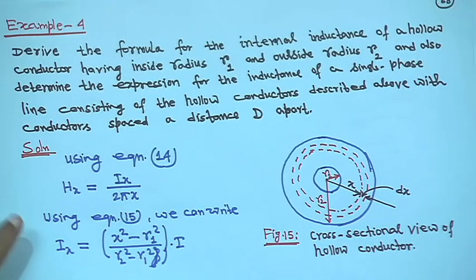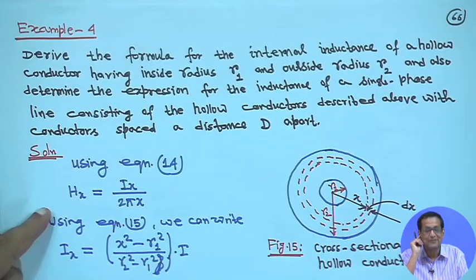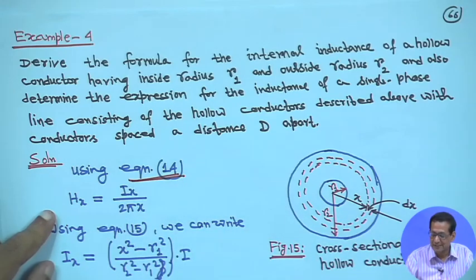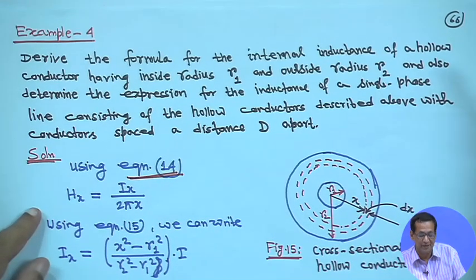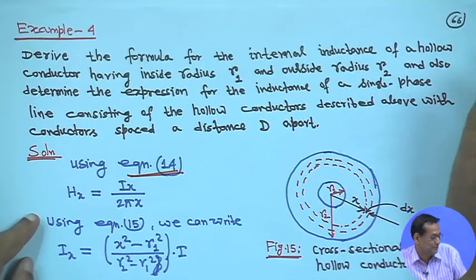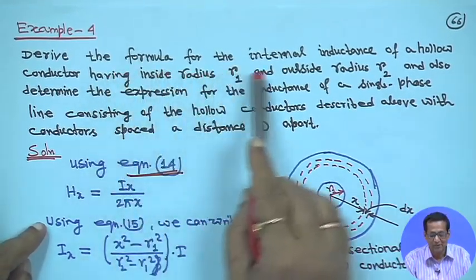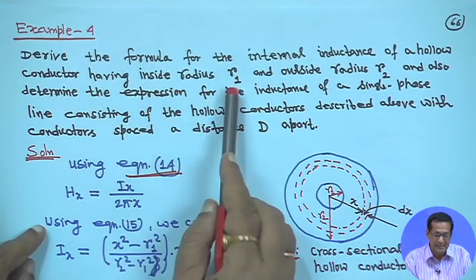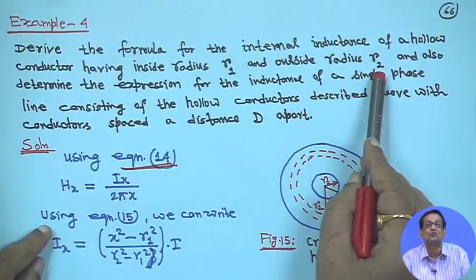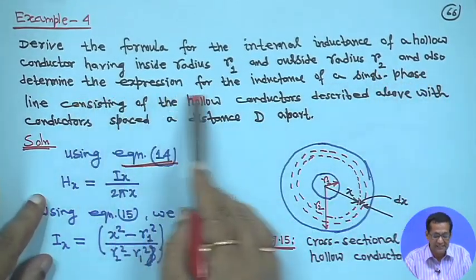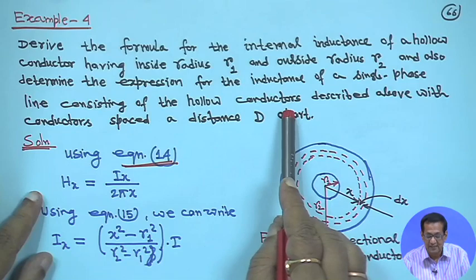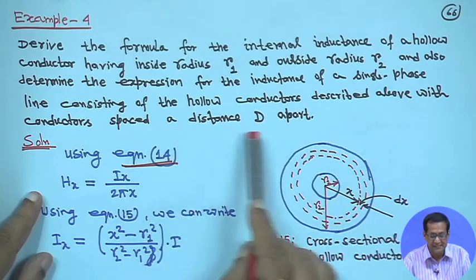Next, another one. This is also from your basic concept. It is numerical, but it is something like theory, right. So, example 4. All derivations we have seen and you have gone through also. Now, look at this example. Derive the formula for the internal inductance of a hollow conductor having inside radius R1 and outside radius R2, and also determine the expression for the inductance of a single phase line consisting of the hollow conductors described above with conductors spaced a distance d apart.